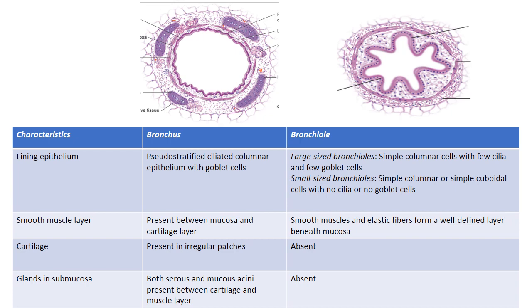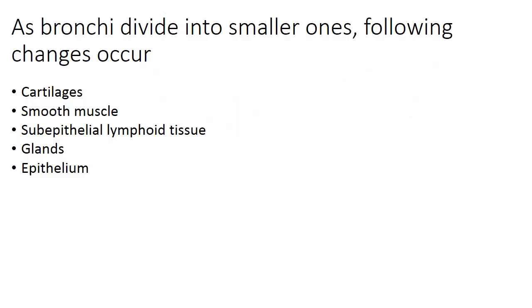Cartilage forms discontinuous plates in bronchus. Cartilage is absent in bronchiole. Then the seromucous glands are present in between cartilage and muscle layer in bronchus. The seromucous glands are absent in the bronchiole. So this question is most frequently asked in practical vivas.